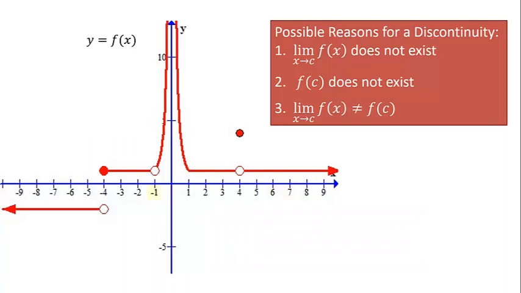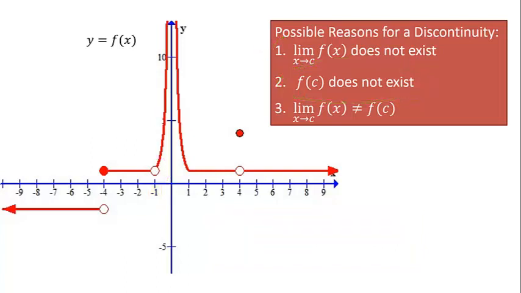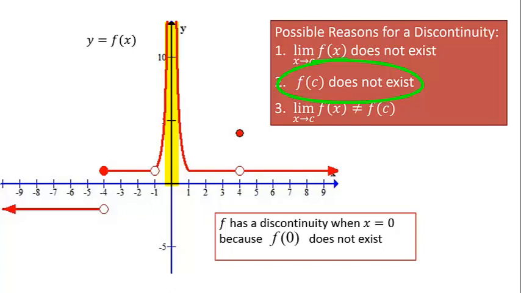Our second discontinuity is when x equals -1. Notice that the limit does exist here, but the function is undefined. Therefore, we will say that f has a discontinuity when x equals -1 because f of -1 does not exist. Our third discontinuity occurs when x equals 0. From the graph, we see that the function has a vertical asymptote when x equals 0. Therefore, we will say that f has a discontinuity when x equals 0 because f of 0 does not exist.